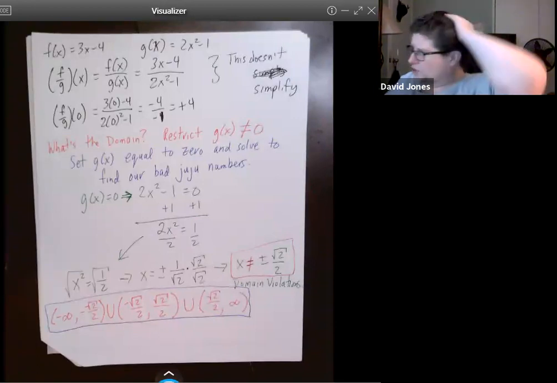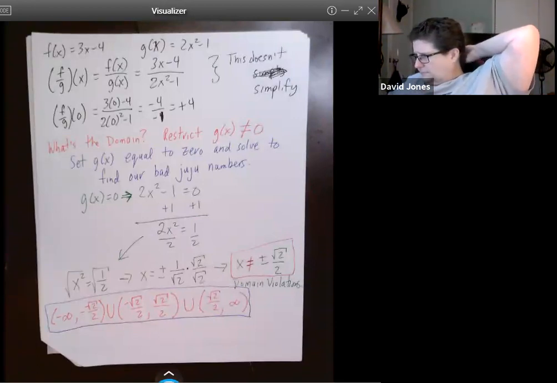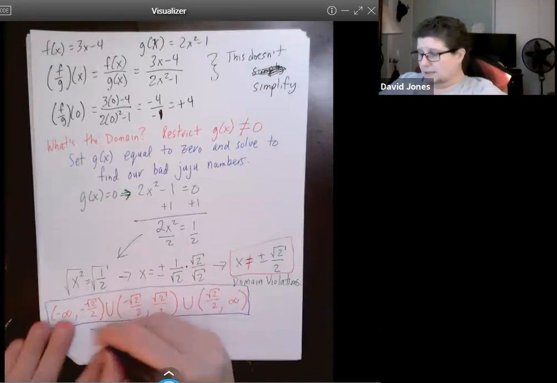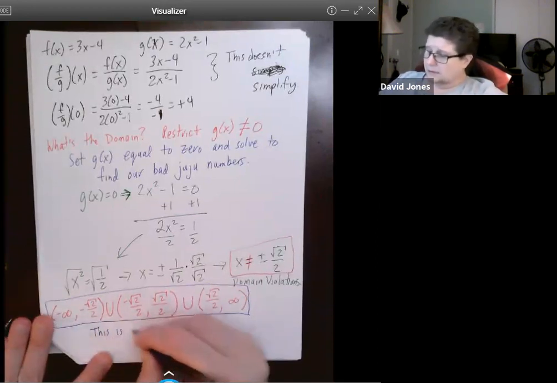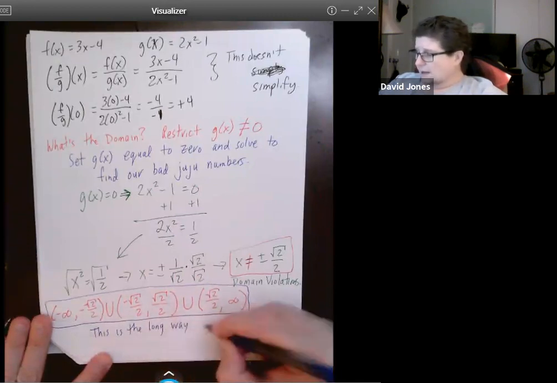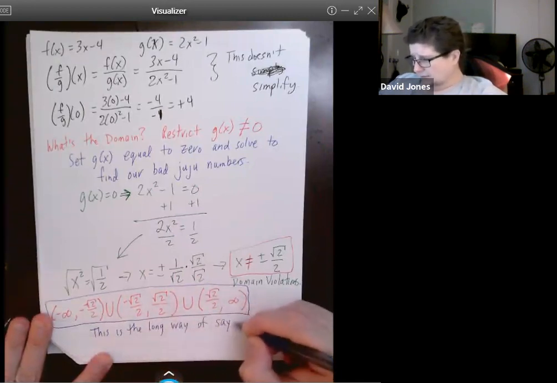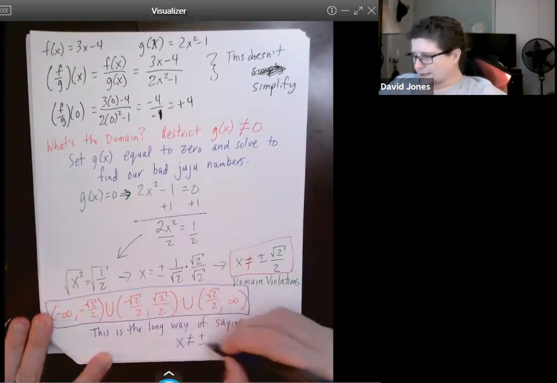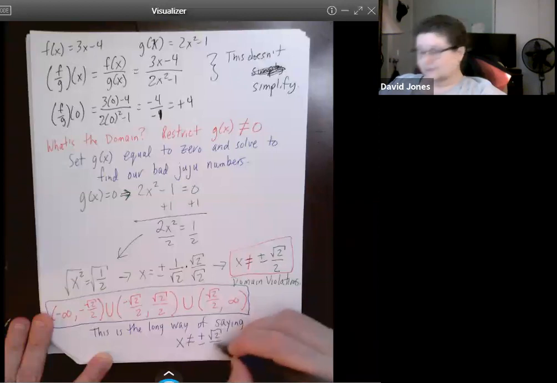All right, so, and actually, let me write that out. This is the long way of saying x cannot equal plus or minus the square root of 2 over 2.